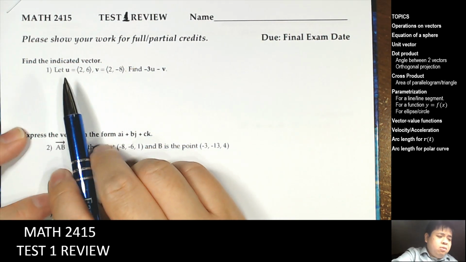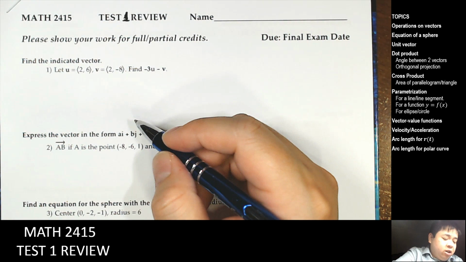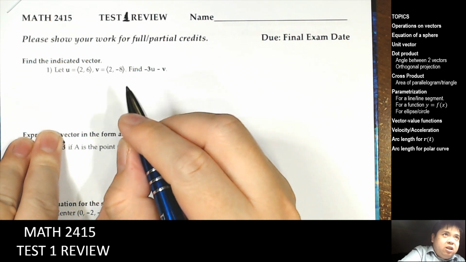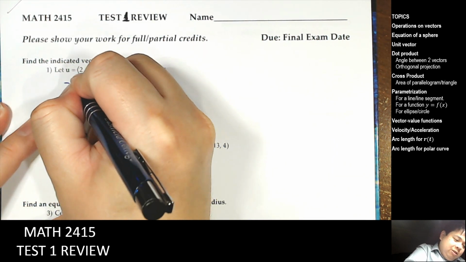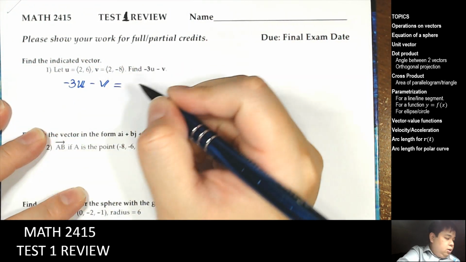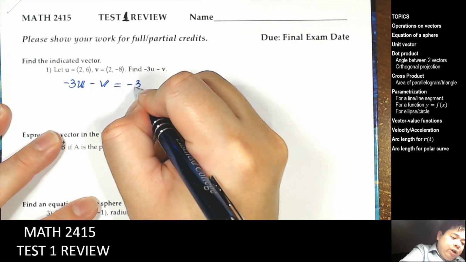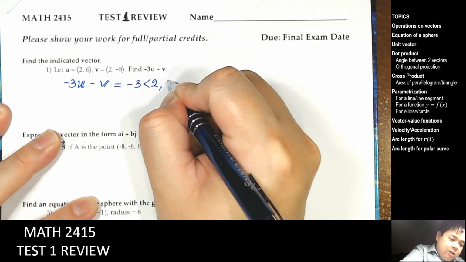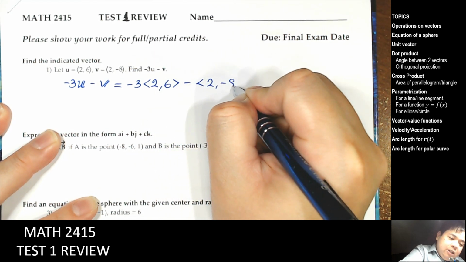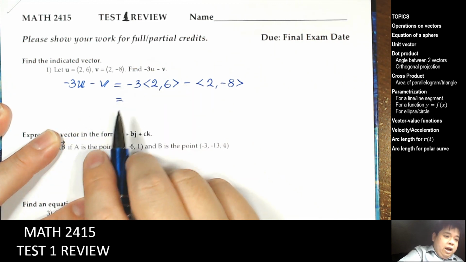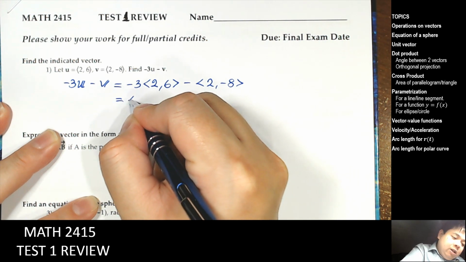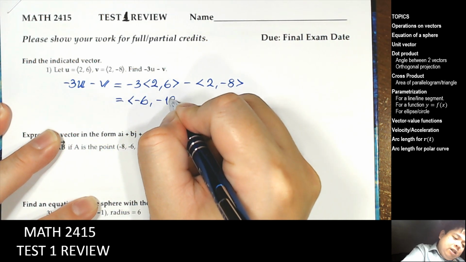So pretty much we just have the vectors and we do the combination of the vectors. This is just -3 times vector u minus vector v. So -3 times 2, 6, minus vector v, 2 and -8. And we just multiply the numbers into each component of the vectors. -6, -18.